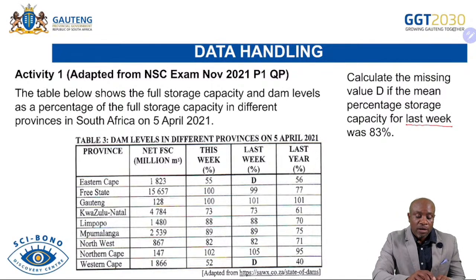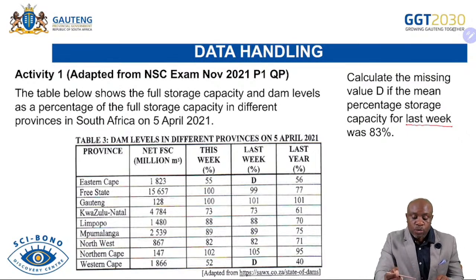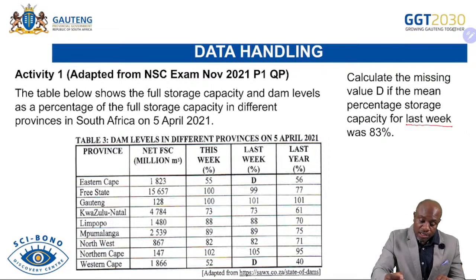from a table. The first column says province. The next one is net FSC, million cubic meters. And then the next one is this week. The next one says last week. And the next one says last year. And our question says last week. So we are going to use last week's data values. So we need to use the values in this column.